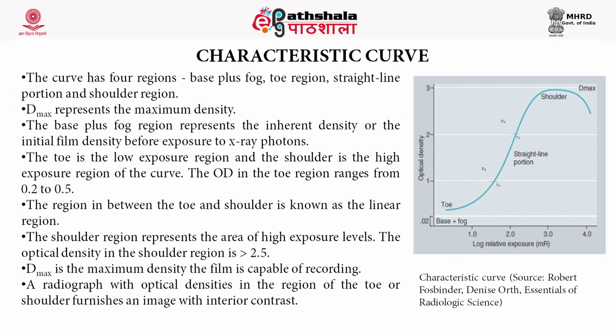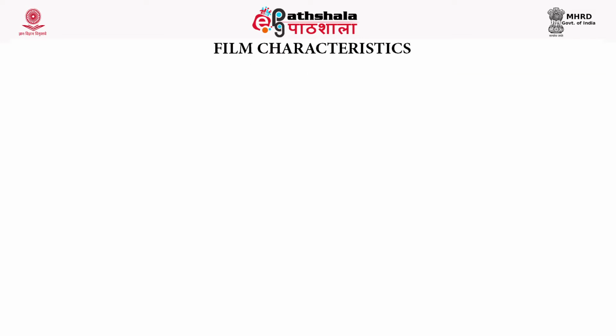The base plus fog region represents the inherent density or the initial film density before exposure to X-ray photons. The toe is the low exposure region and the shoulder is the high exposure region of the curve. The optical density in the toe region ranges from 0.2 to 0.5. The region in between the toe and the shoulder is known as the linear region. The shoulder region represents the area of high exposure levels. The optical density in the shoulder region is more than 2.5. A radiograph with optical densities in the region of the toe or shoulder furnishes an image with inferior contrast.